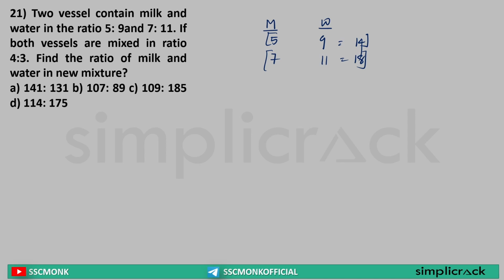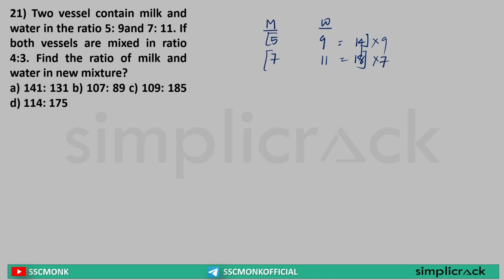Yes. Now, how can I make this equal? Sir, I will multiply 9 over here and I will multiply 7 over here so that it will be equal, because 14 9s are 126, 18 7s are 126.